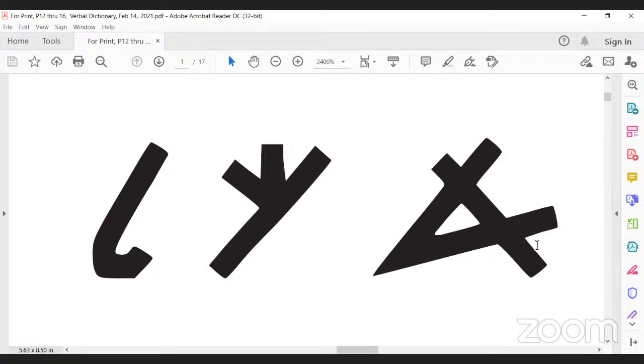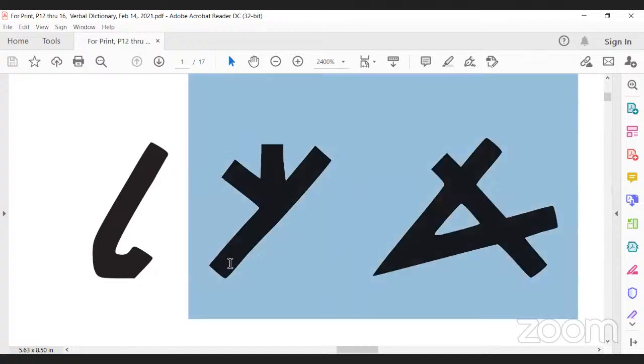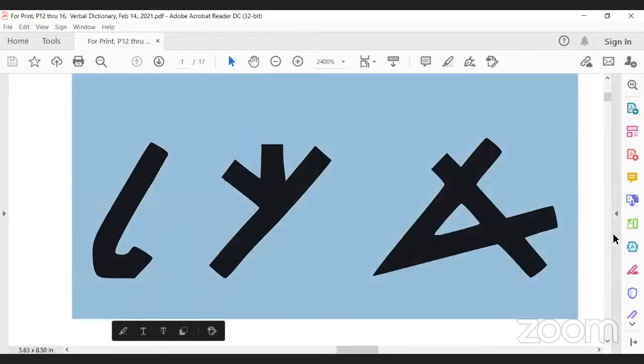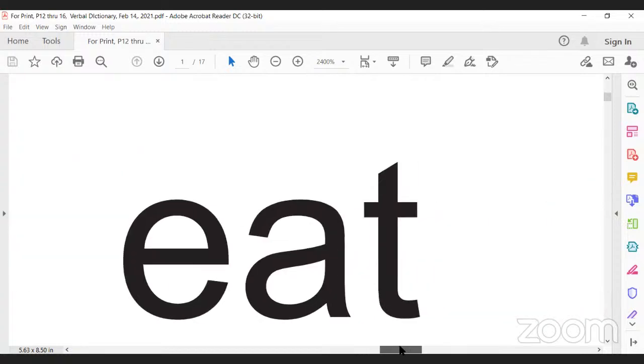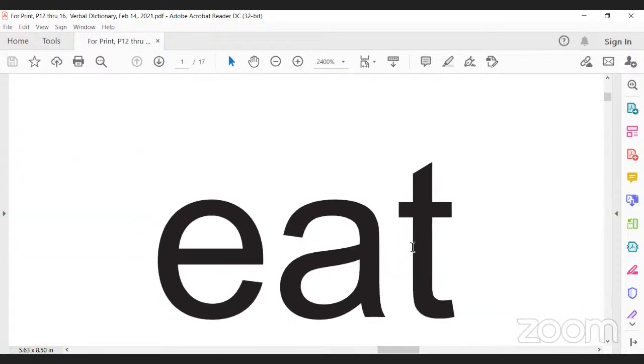Okay, but again, let's go back and speak this again a few more times. Akala. A-ka-la. Put it together. Akala. The meaning of akala in English is eat. Akala means eat in English.